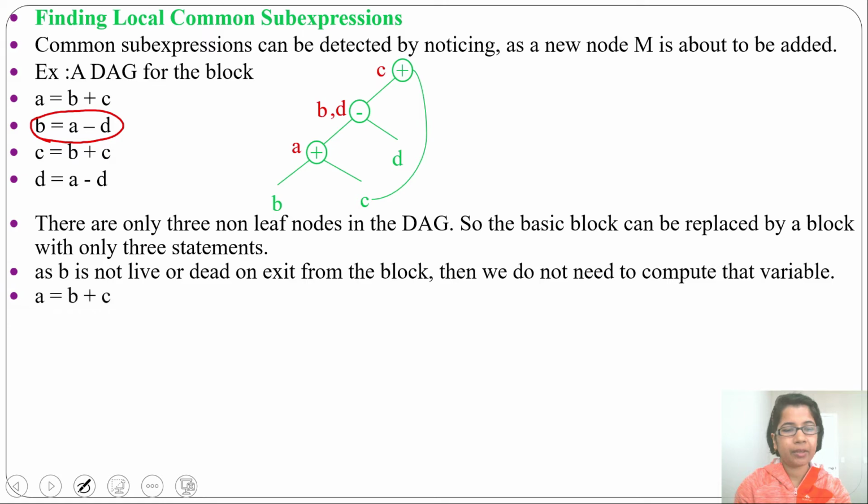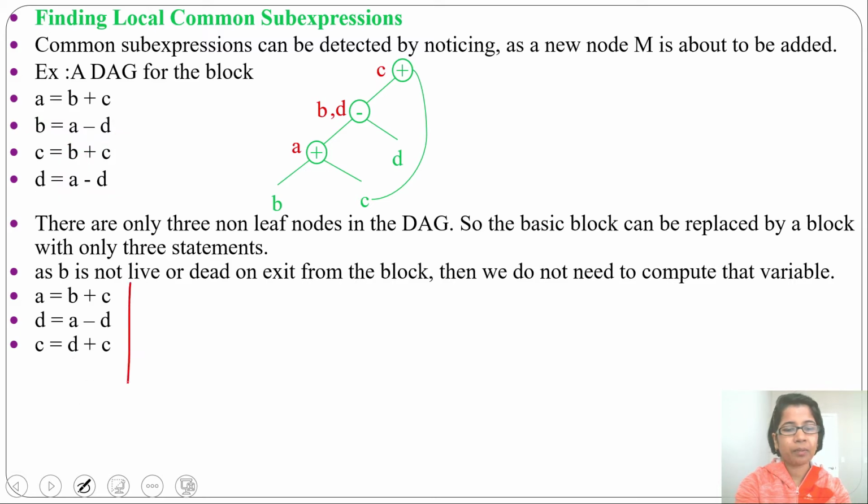We can write A equal to B plus C. Then in place of B equal to A minus D, you can write this statement D equal to A minus D. Next, C equal to B plus C. In place of this B, we can write D. C equal to D plus C. As B value is replaced by D, so in place of B, you can write D.